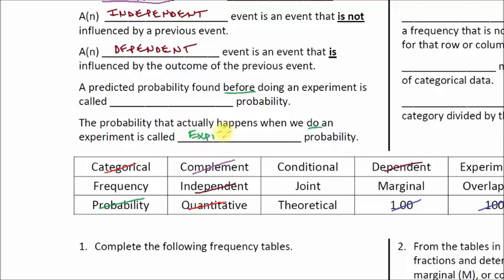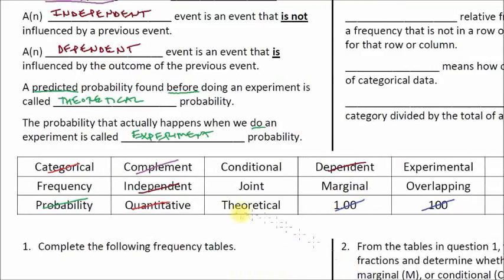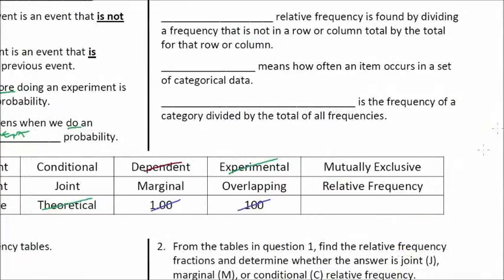So we have to do an experiment to actually get this probability, because we're looking at what actually happens. And when you predict a probability, you're using math before you do the experiment, and that is theoretical. Theoretical probability. So I can see my word bank down here. We can get rid of theoretical. We can get rid of experimental. Alright, let's continue.